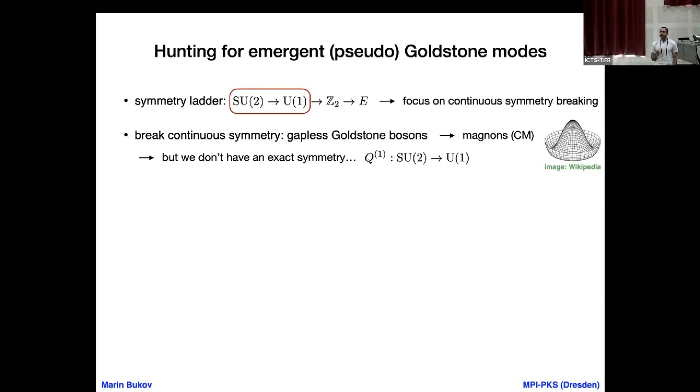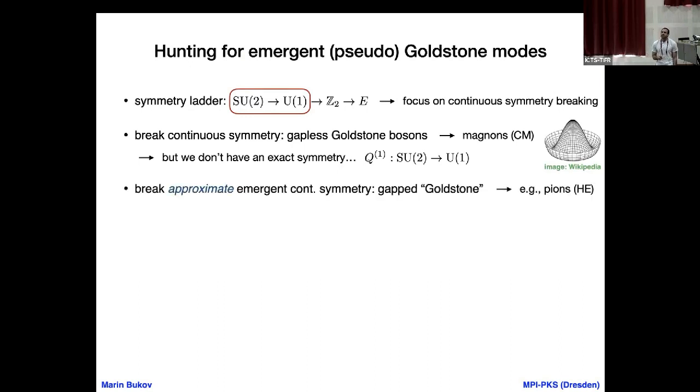But now there is a problem, because we don't really have an exact symmetry. Remember, in our sequence, the effective Hamiltonian Q also has higher order terms, and the higher order terms would break that symmetry, albeit weakly. And so it turns out that if you break an approximate continuous symmetry, then what you get is a gapped, or so-called pseudo-Goldstone, a wannabe Goldstone mode. If you are a high energy physicist, you might know that this actually exists in reality, and pions are particles that are such pseudo-Goldstone modes.